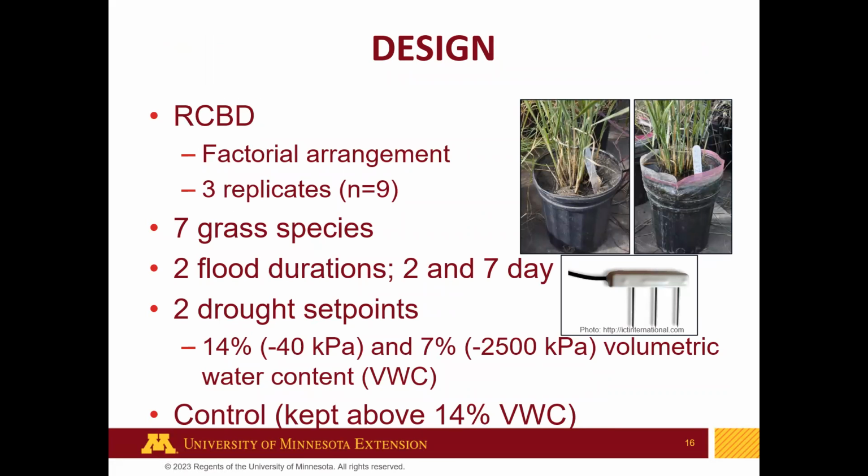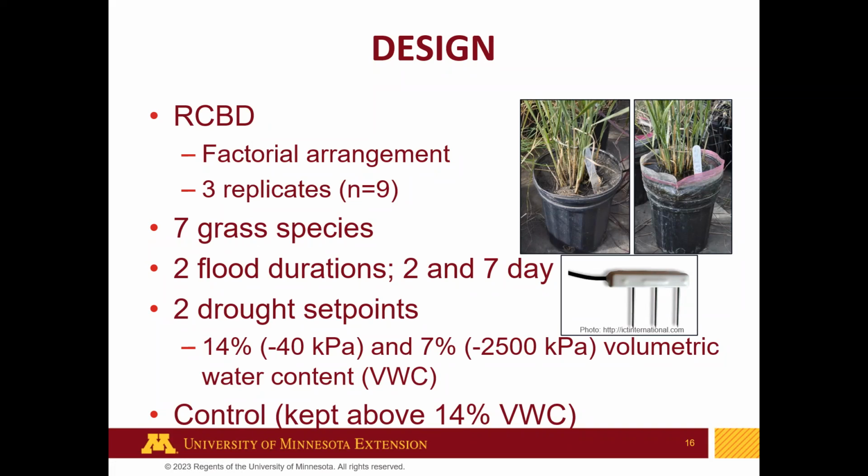In the greenhouse, we used a randomized complete block design with a factorial arrangement with 3 replicates. Our factorial arrangement consisted of our 7 grass species. We had 2 flood durations, 2 and 7 day. The 2-day flood duration would represent a rain garden that is functioning properly, whereas the 7-day flood duration would represent a rain garden that is failing.